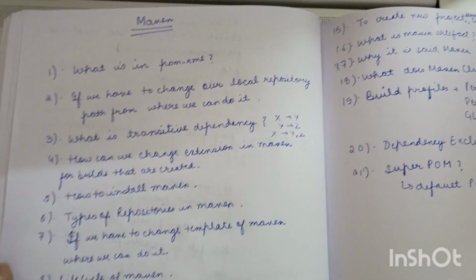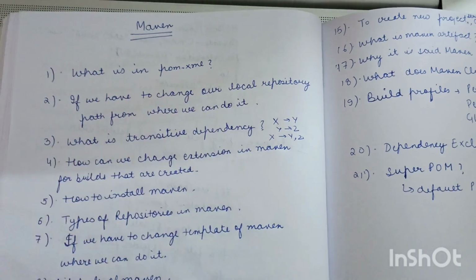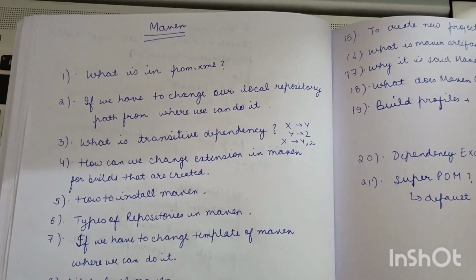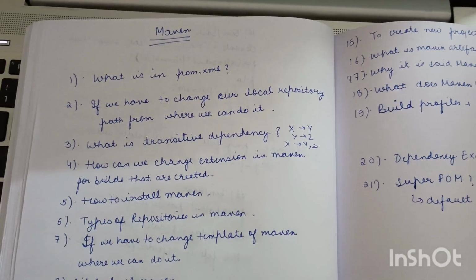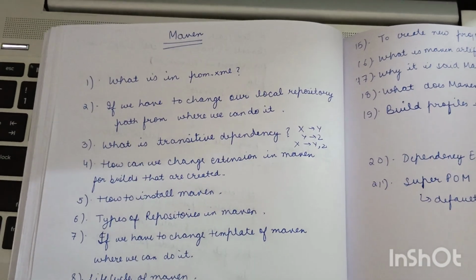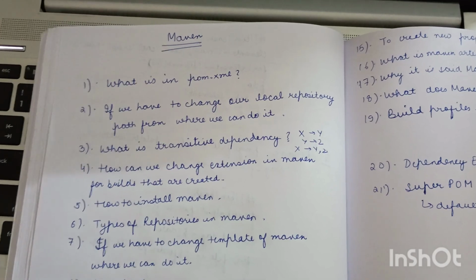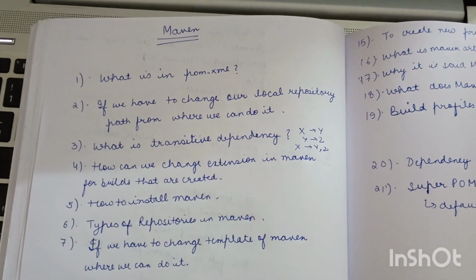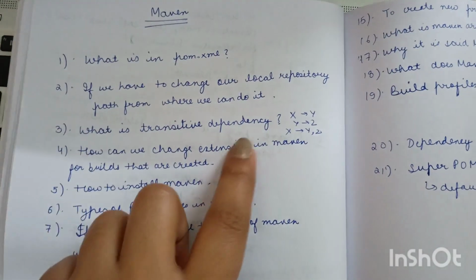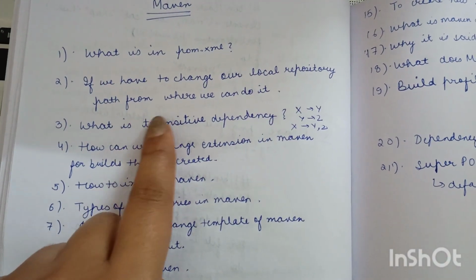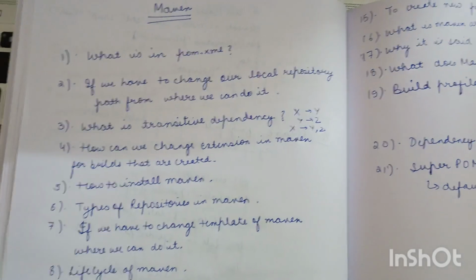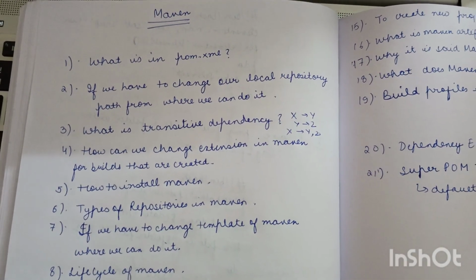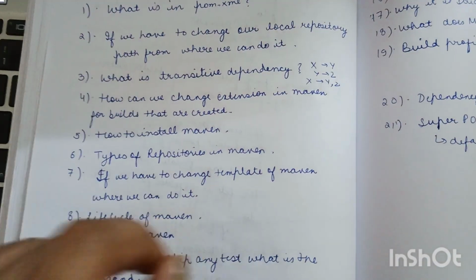So the first question in Maven is what is in pom.xml. You have to tell that basically we have version, then dependencies, then resources, then plugin. All of these things we mention inside the pom.xml file. Then, if we have to change our local repository path, where can we do it? It is in the settings.xml file, I guess.